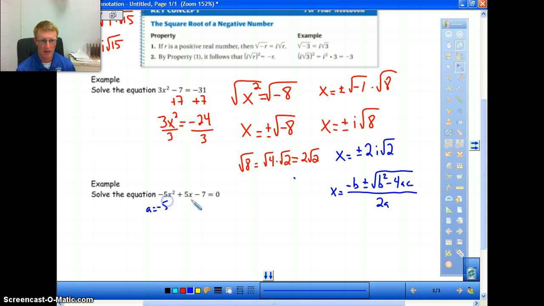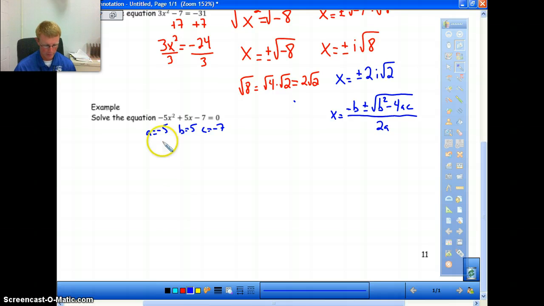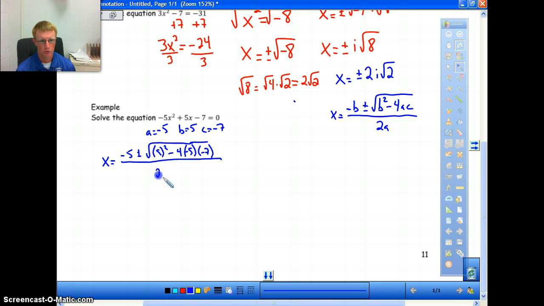So that means that you have to be able to identify your a, b, and c. So a is equal to negative 5, b is equal to 5, and c is equal to negative 7. We're going to just start plugging these values into our quadratic formula. So we get x equals negative 5 plus or minus the square root of 5 squared minus 4 times negative 5 times negative 7, all over 2 times negative 5.